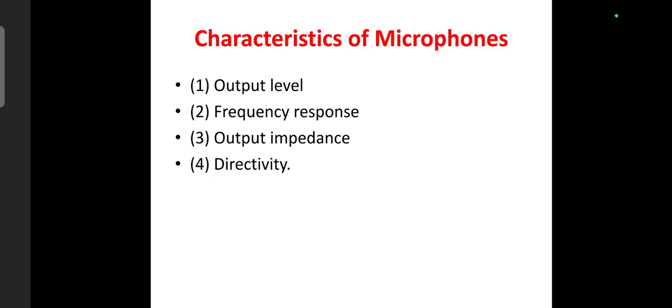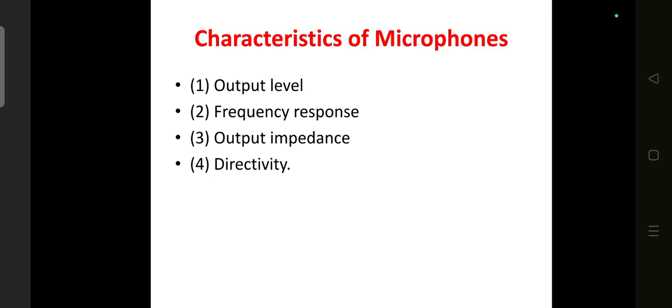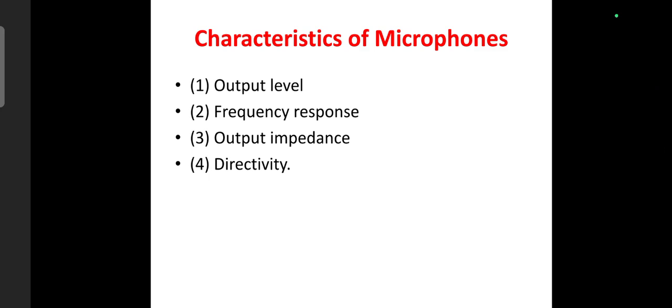The fourth characteristic is directivity, which is also known as pickup pattern. It indicates the direction from which the microphone receives the sound. Some microphones capture sound from all directions, while others capture sound mainly from the front. Selecting the right microphone depends on the application, required sound quality, surrounding noise, and recording environment.